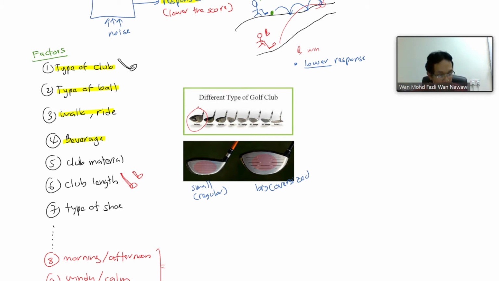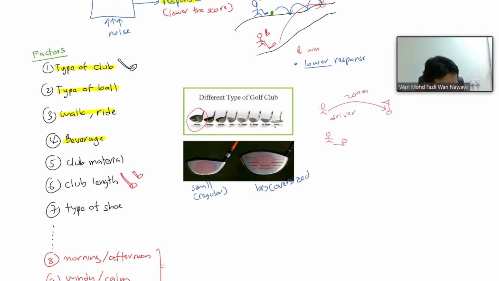So for example, let's say you are here, and the hole is so far away, say 200 meters, so you use the driver. If you are here, and the hole is very close, then you use a different type of club.